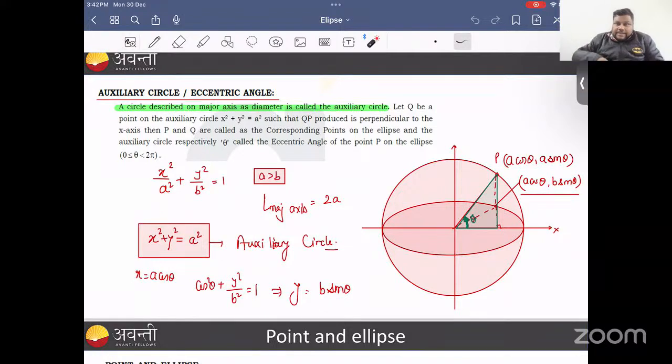And now eccentric angle. What is the eccentric angle? If I take any point on the ellipse, that is a cos theta, b sin theta, then... just a minute.